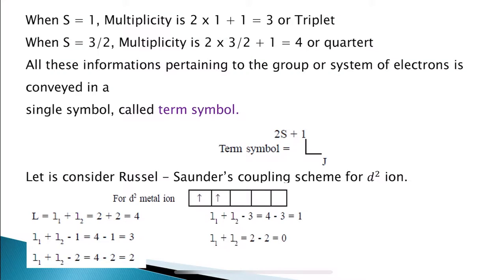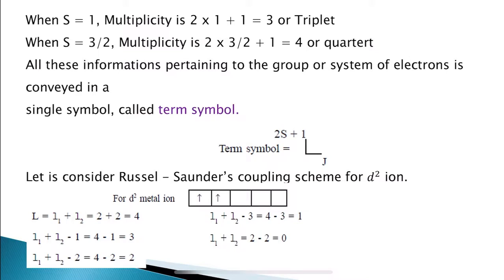Okay. So, what are these term symbols? What information are we going to get from a term symbol? Here 2S plus 1 is the multiplicity, where S represents the total spin angular momentum and L represents the total orbital angular momentum. The lower J which I have written here refers to the total angular momentum.